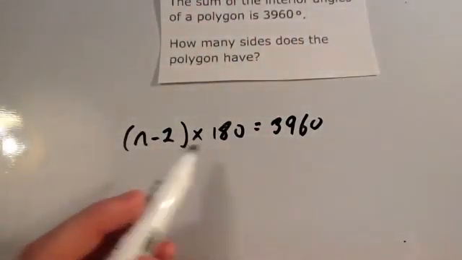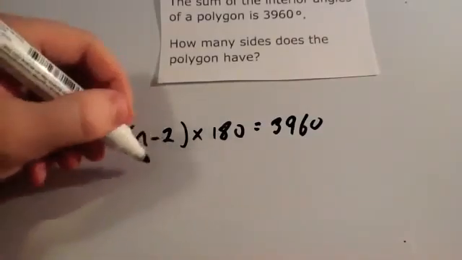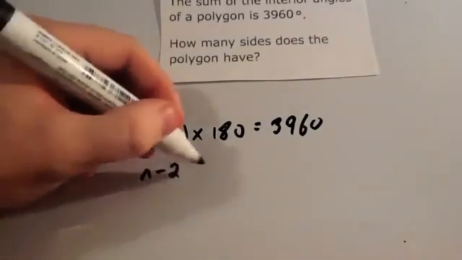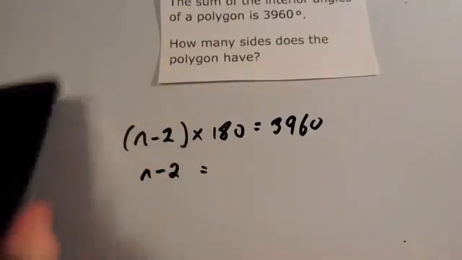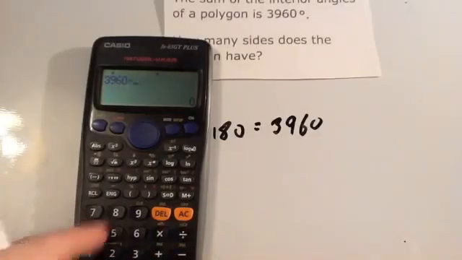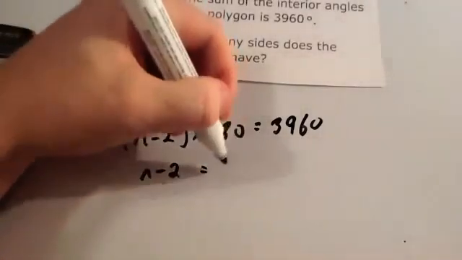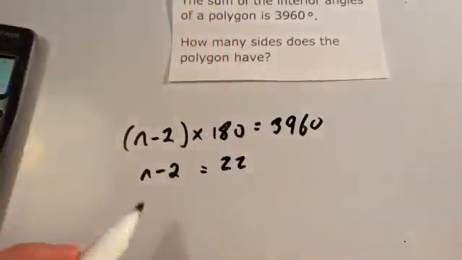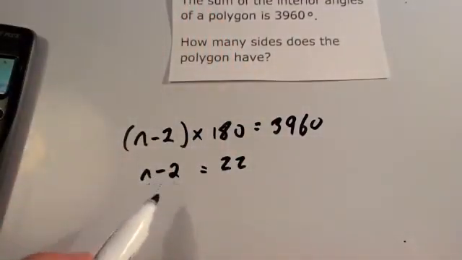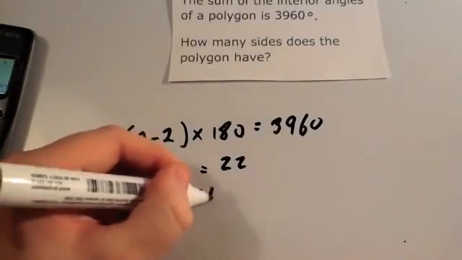So we're going to divide both sides by 180. So that would give you n minus 2 equals, and then using your scientific calculator, you can do 3960 divided by 180 to give 22. Then you need to get rid of the minus 2, so we're going to add 2 to both sides. So you get n equals 24.